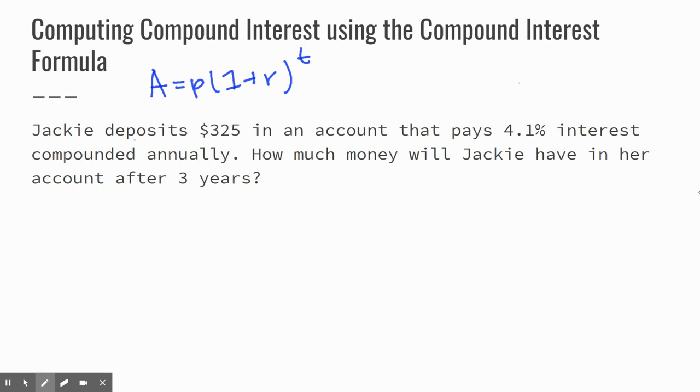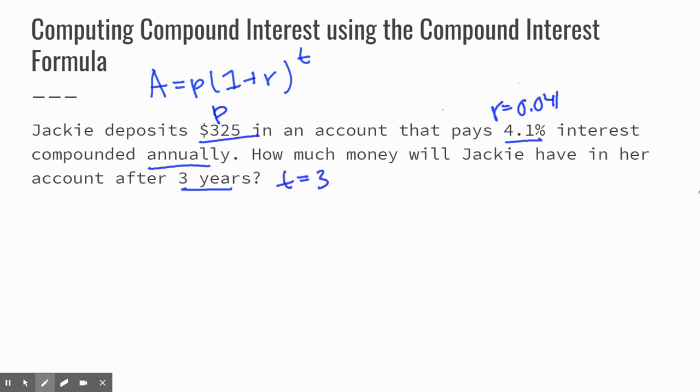So this one says that Jackie deposits $325. That becomes my principal, in an account that pays 4.1%. So my rate is going to be 0.041. So we're moving my decimal over 2 places, same thing we did all last week. Compounded annually, which means that my N is 1, so we don't need to worry about it. How much money will Jackie have in her account after 3 years? So my T is going to be 3.